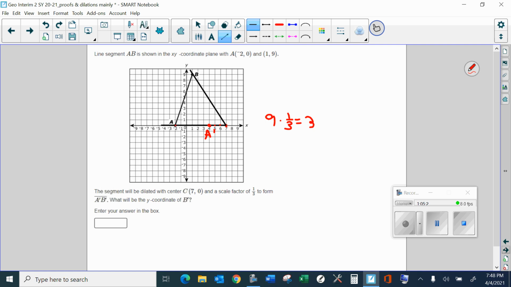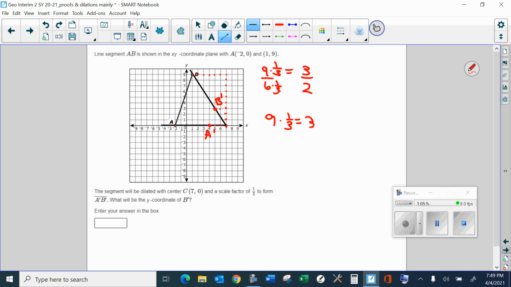Okay, now this is not an easy count necessarily, so I'm going to go ahead and just use slope. 1, 2, 3, 4, 5, 6, 7, 8, 9 is my vertical distance, and 1, 2, 3, 4, 5, 6 is my horizontal. Notice how they're going to each divide by 3 nicely. So 1/3 of 9 is 3, 1/3 of 6 is 2. So I'm going up 3, left 2. 1, 2, 3, left 2, right on that segment right there. There's my B prime.